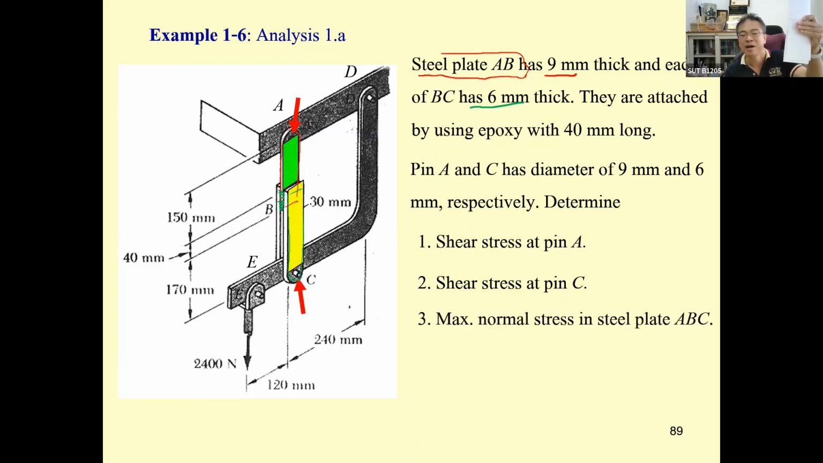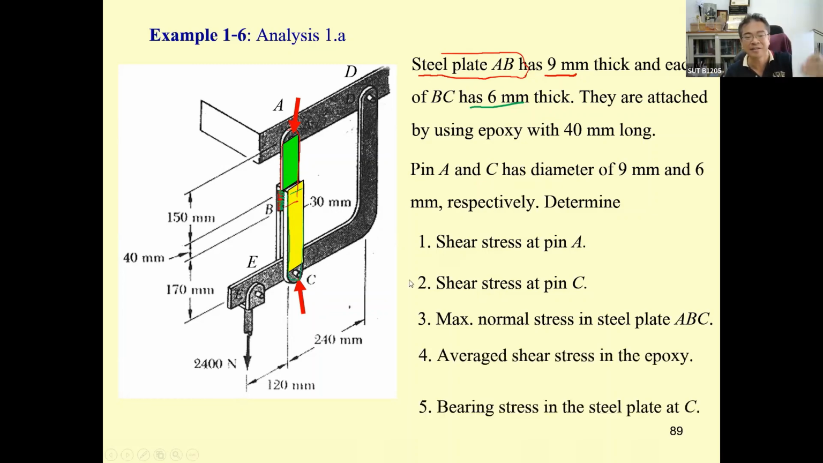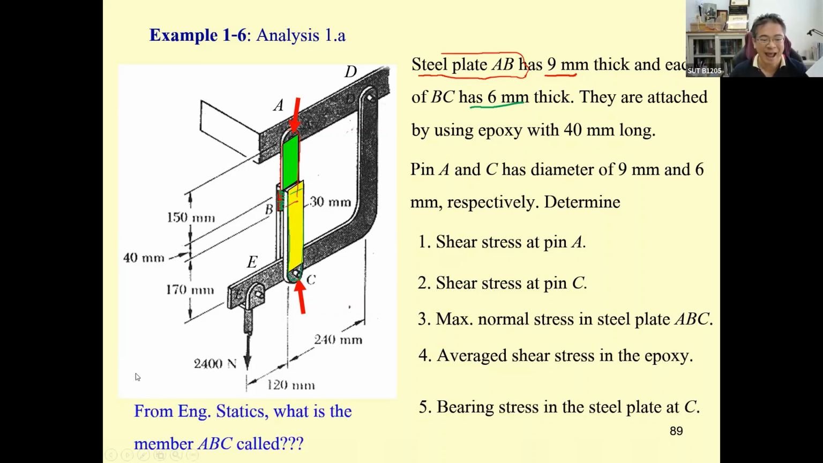Okay, and then before we find shear stress, we got to find the shear force. And then maximum normal stress on plate ABC. And then average shear stress in epoxy. And then bearing stress occur at C. That is going to be 1.A problem. Okay, and from the static, ABC is going to be a two-force member.